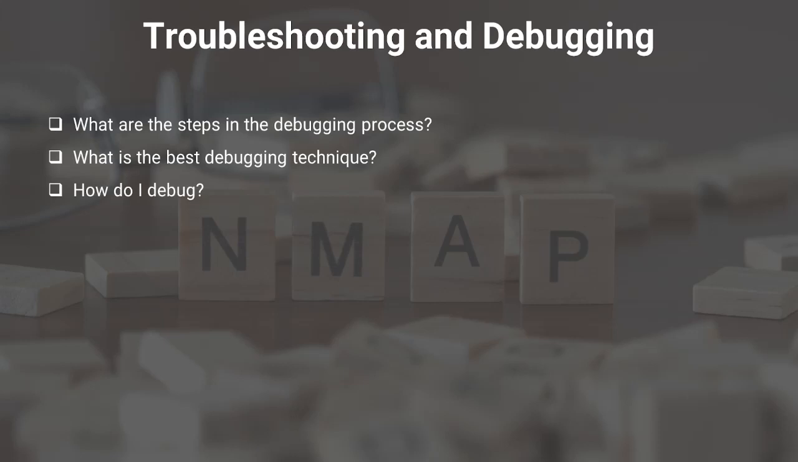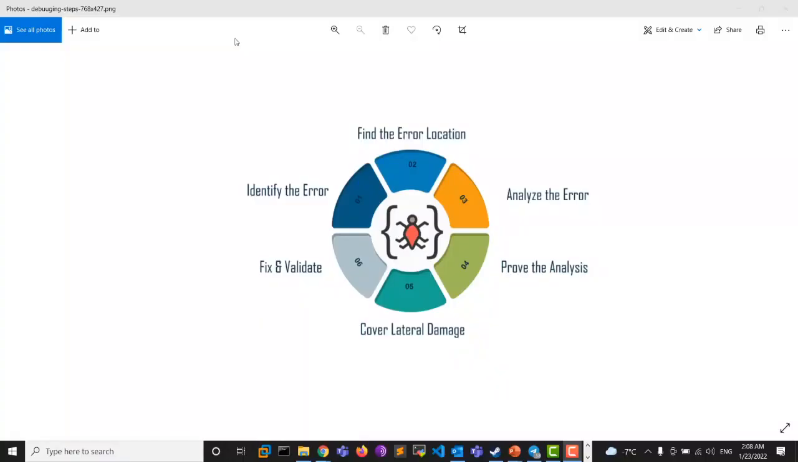So what are the steps? The different steps involved in the process of debugging are in the following slide. First of all is identify the error, to find out what our problem is exactly and which line. Then find the error location. At the third level is analyzing the error: why is it happening and why did we do it wrong? And then prove the analysis and cover the relative damage. And at the end of the line, we fix it and make sure it works correctly.